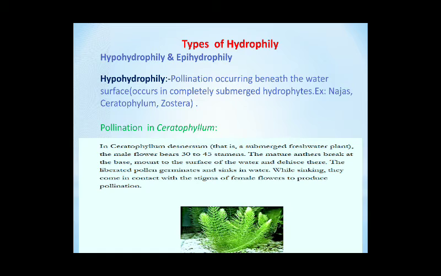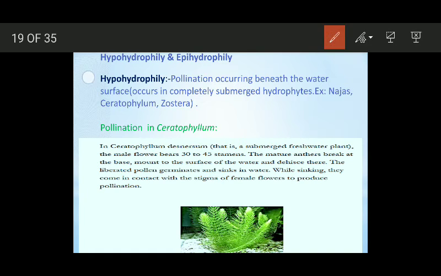Now the types of hydrophily. There are two types of hydrophily. The first one is hypohydrophily, and the second one is epihydrophily. Now we'll talk about hypohydrophily. When pollination occurs beneath the surface of water, this type of hydrophily is known as hypohydrophily.